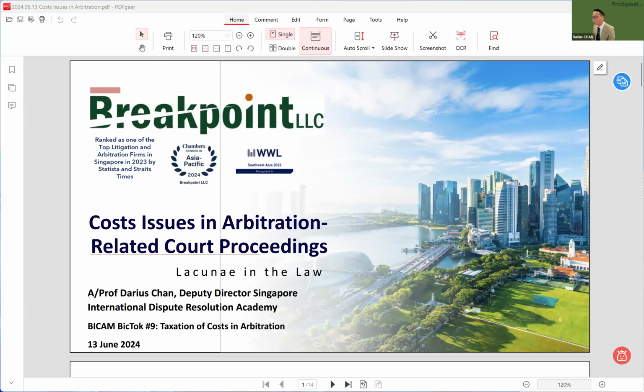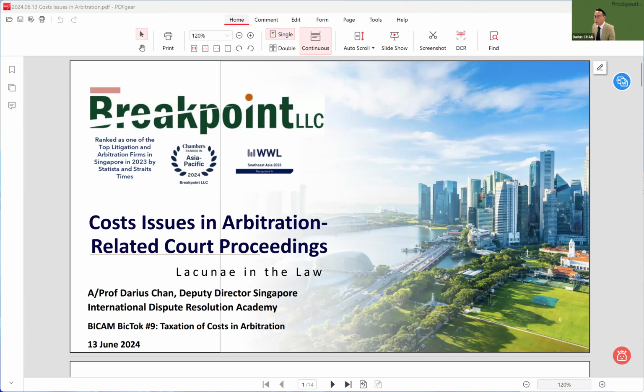So that's one issue. Then the next issue is a similar issue. If I manage to set aside the award under the model law, and the Malaysian equivalent would be section 37 of the MAA, then to what extent can I tell the court, please give me the costs that I've incurred during the arbitration? Let me first set the scene for each of these issues.